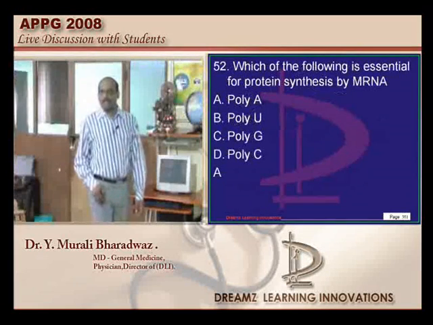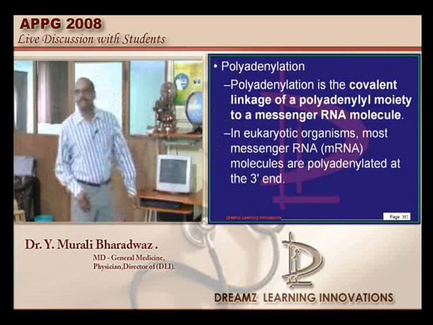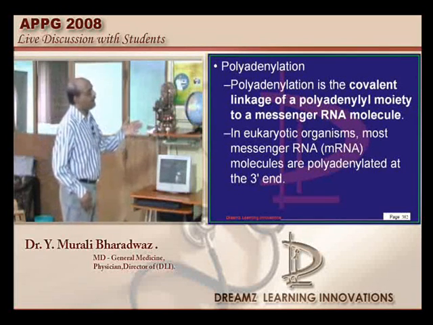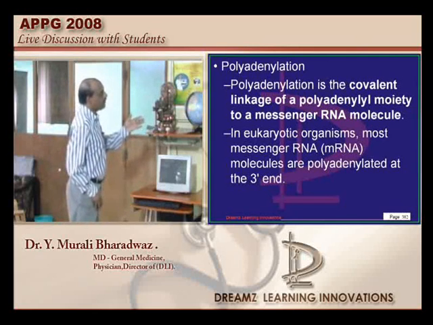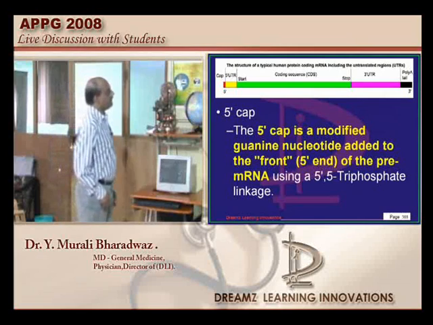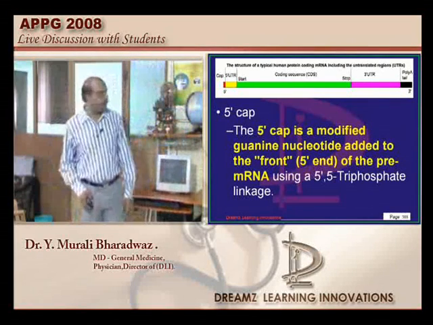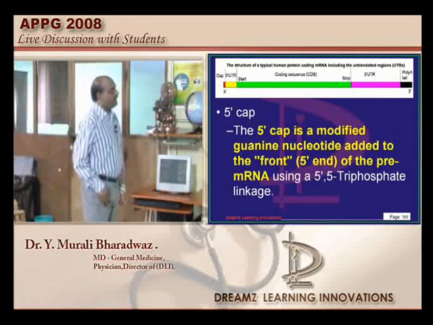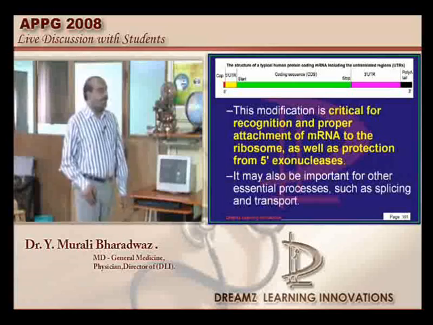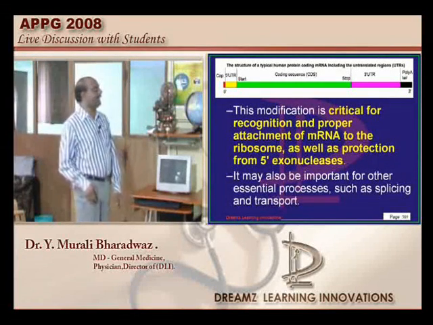Now let us talk about the mRNA, doctor. What is the structure of mRNA? How does it look? It has a 5' end and a 3' end. On the 3' end it has a poly A tail. On the 5' end it has a cap. One or two comments about each of them. This 5' cap, what does it contain? Guanine nucleotide, which is predominant there, and it is very important for the recognition and attachment of the mRNA to the ribosome, and also it will protect the mRNA from being degraded by the 5' exonuclease.